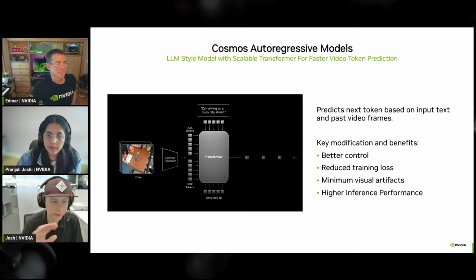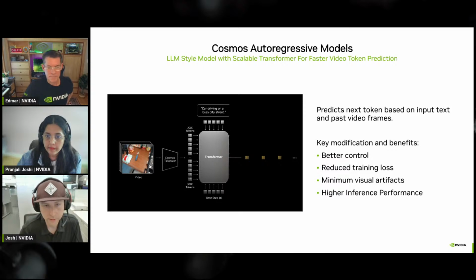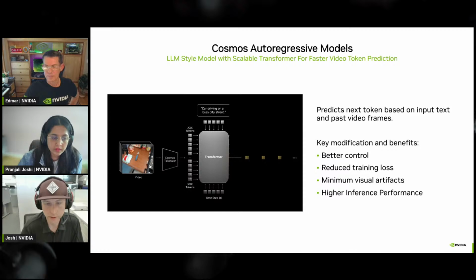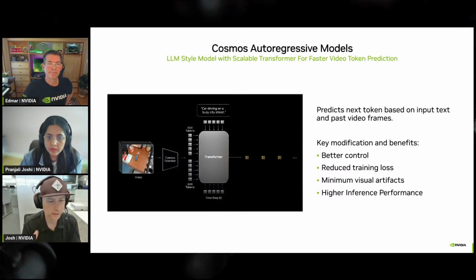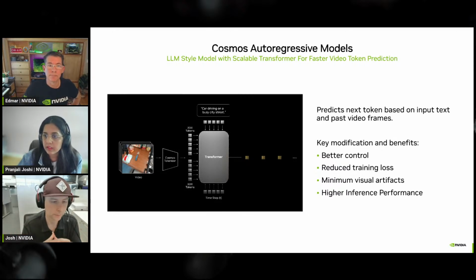And here's an abstract representation of our autoregressive model architecture. It's an LLM style model, a scalable transformer. Some of its benefits include better control, reduced training loss, minimal visual artifacts, and higher inference performance. And just to create some distinction and contrast for those of you joining us, how does an autoregressive model work differently from a diffusion model?